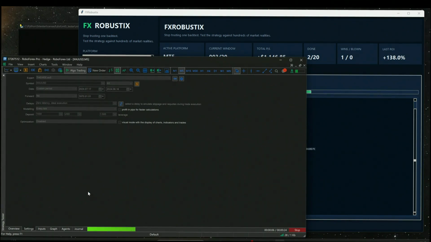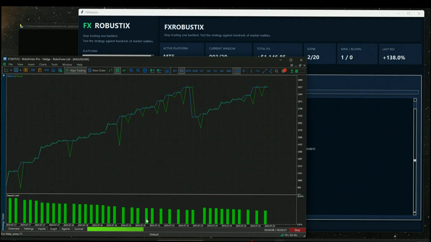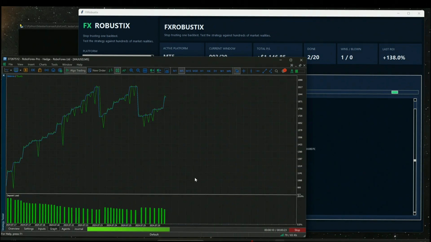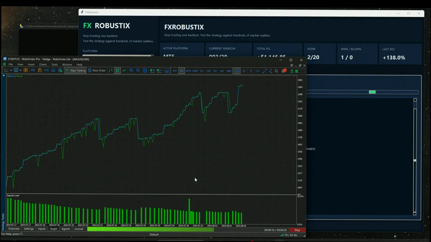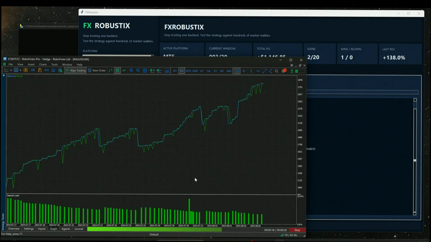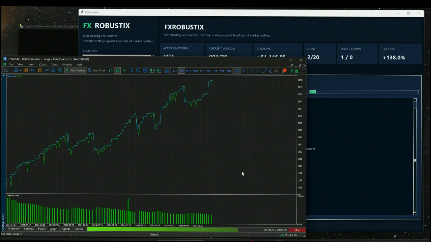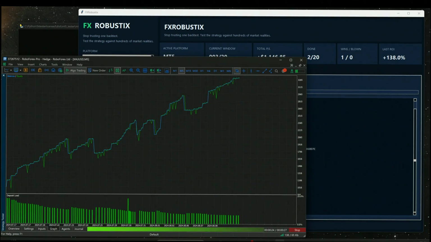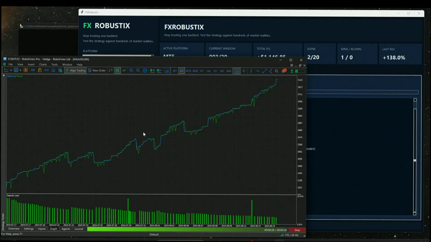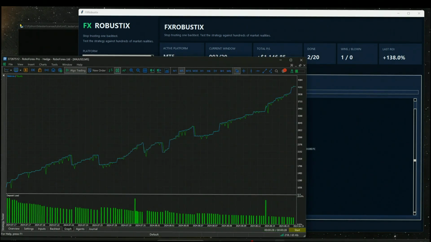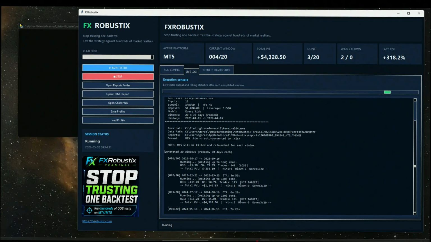In our research, we have found robots that turned $1,000 into $97,000 across aggressive backtest sequences. But we do not trust one result. We use FXRobustix to check if the robot can repeat performance again and again. MetaTrader shows one backtest. FXRobustix shows survival power. Stop trusting one backtest. Test if your EA can really survive changing markets.